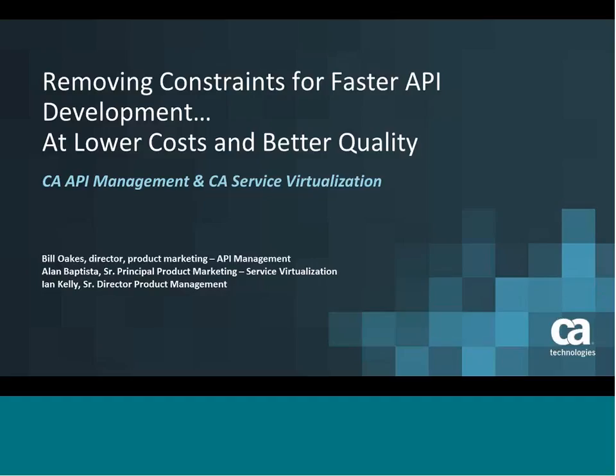And today we are going to talk about how to remove constraints for faster API development. First up will be Alan Baptista, who is the Principal Product Marketing for Service Virtualization. We'll also hear from Bill Oakes, who's the Director of Product Marketing for API Management, as well as Ian Kelly, who is the Director of Product Management. So I will pass it over to Alan, who will get us started today.